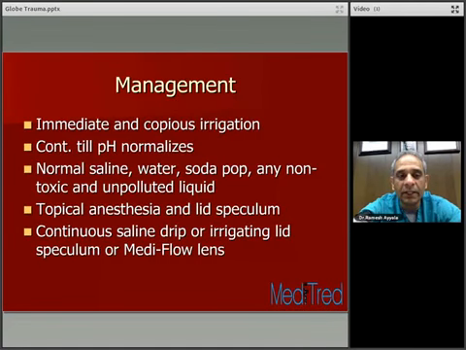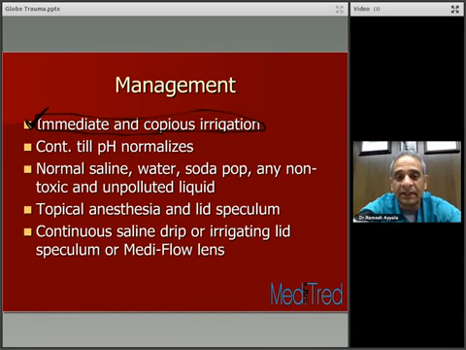So in terms of management, immediate and copious irrigation is the number one step. Remember this, both from the boards' point of view and from the practical treatment point of view: immediate and copious irrigation with whatever solution you have to wash the chemical out of the eye. It could be water, it could be BSS.